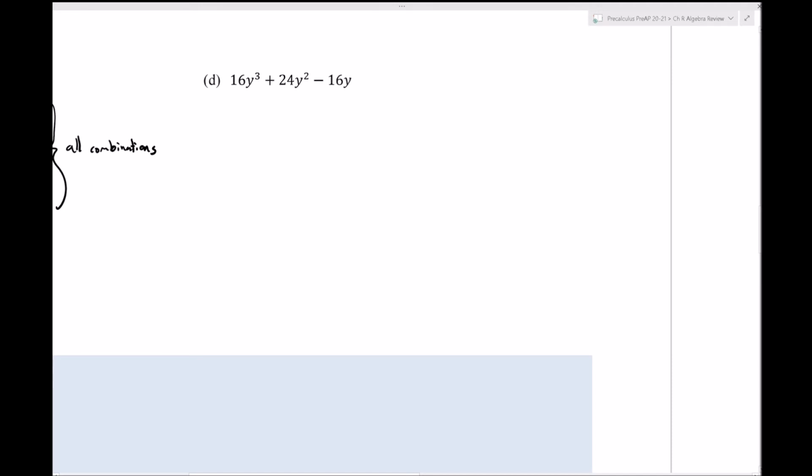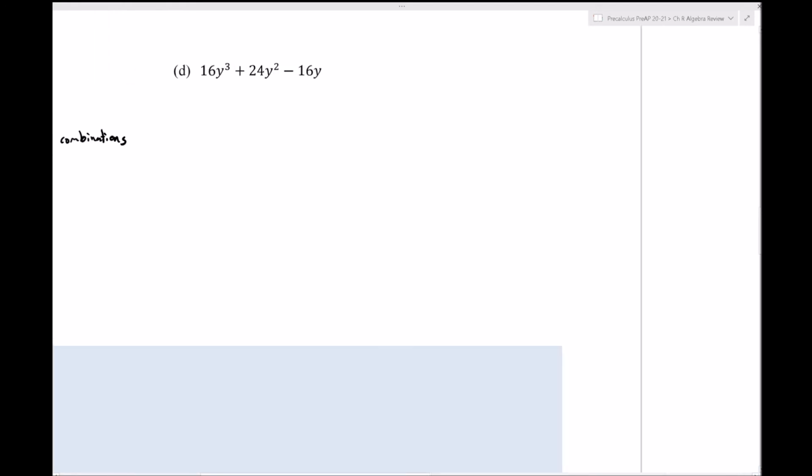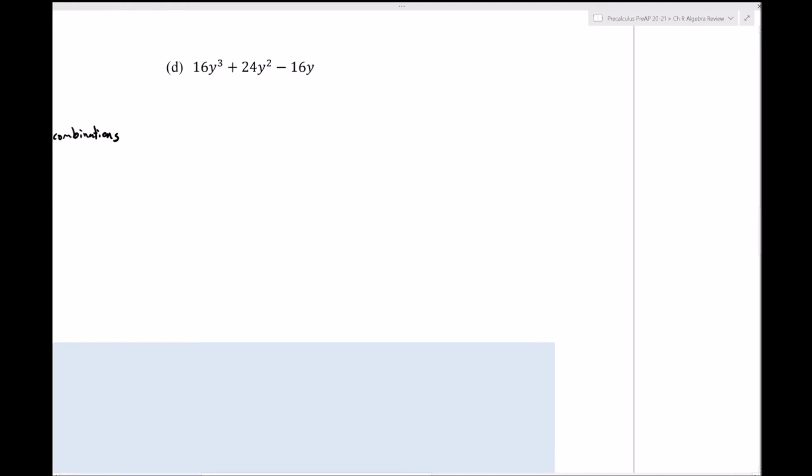And for letter D, 16y cubed plus 24y squared minus 16y. And here's probably where that advice I gave you guys earlier is going to be helpful. If you look at all 3 terms, the very first thing you want to check is for a GCF. And it looks like there's going to be a GCF other than 1, unlike this situation where there was no GCF, so not factorable whatsoever. So this one at least has a GCF, it looks like.